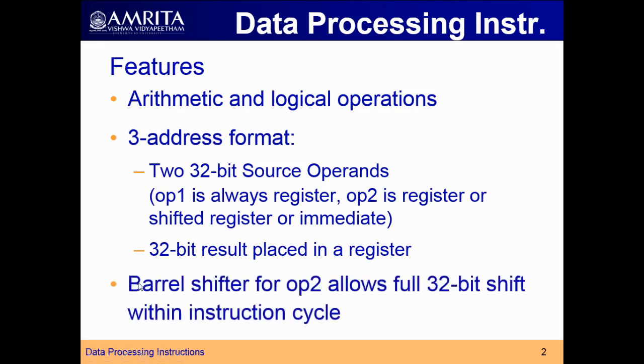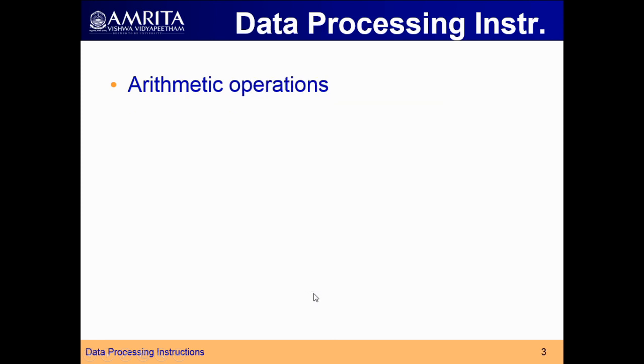Then you can see there is something known as the barrel shifter. The barrel shifter is used for performing multiple shifts using a single instruction, and it is available only for operand 2. Here you can see that two source operands are there, operand 1 and operand 2. Only to operand 2 can this barrel shifter be applied. It performs a full 32-bit shift within an instruction cycle. Next we will see some examples for the arithmetic operation.